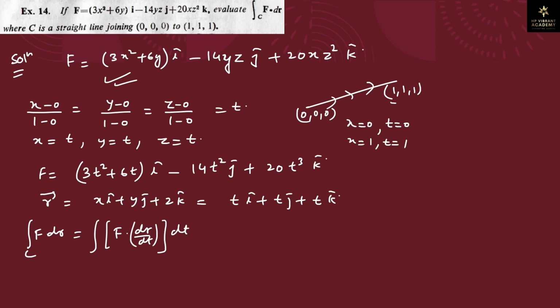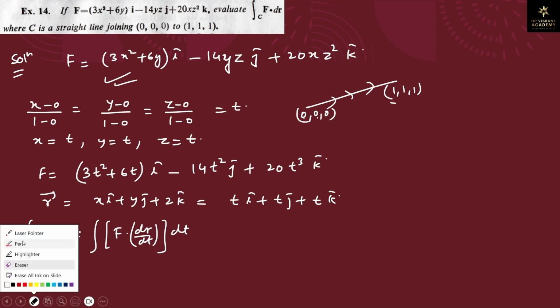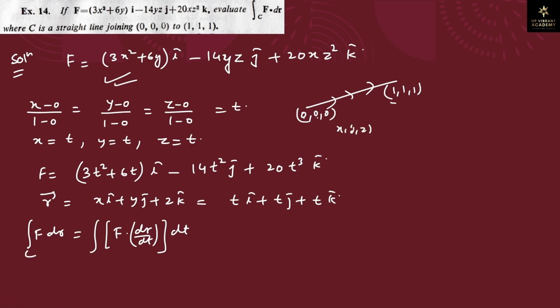So the value of t varies from, when the initial coordinate is x equal to 0, y is equal to 0, z is equal to 0. So when x y z is equal to 0 0 0, then t is equal to 0. When x y z is equal to 1 1 and 1, then t is equal to 1. So t varies from 0 to 1.